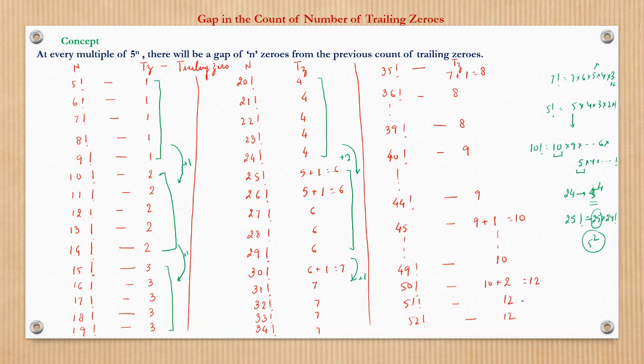Now from 10 to 12, 49 to 50, what happens? 49 factorial and 50 factorial, the difference is only the multiplication of 50, and 50 is nothing but 25 into 2. So that means 50 factorial is a multiple of 5 square as against 49 factorial. So 5 square having two zeros, it means it will have two extra zeros. So that is why from 10 it becomes 12. So this is the basic concept now.